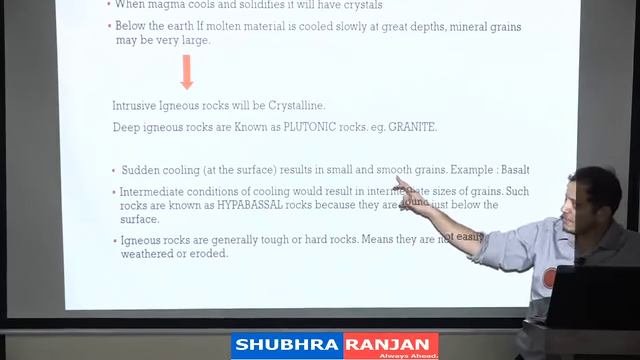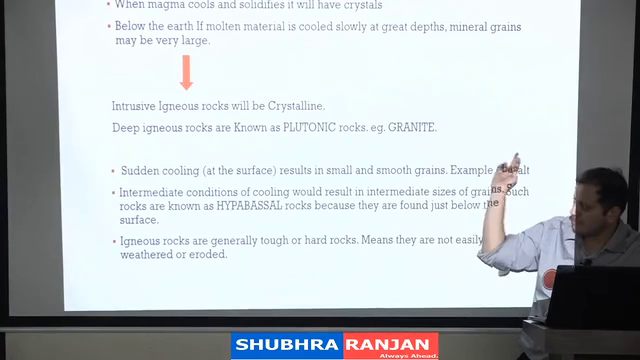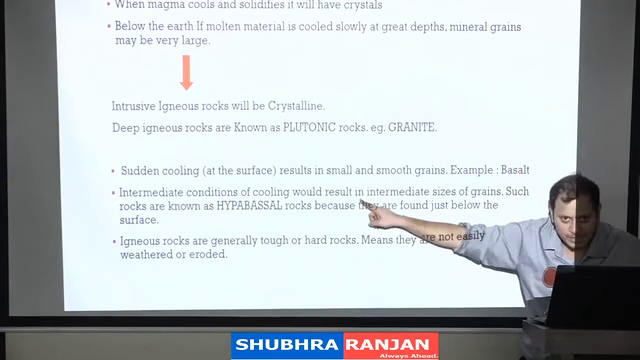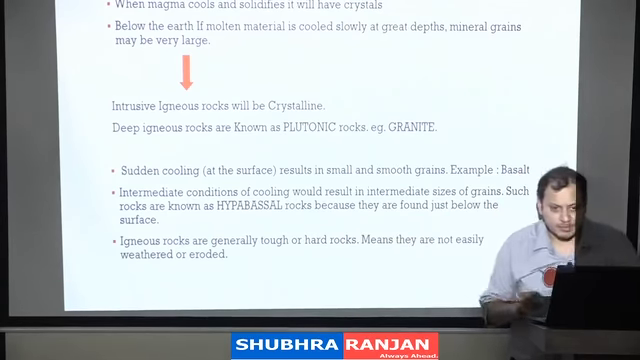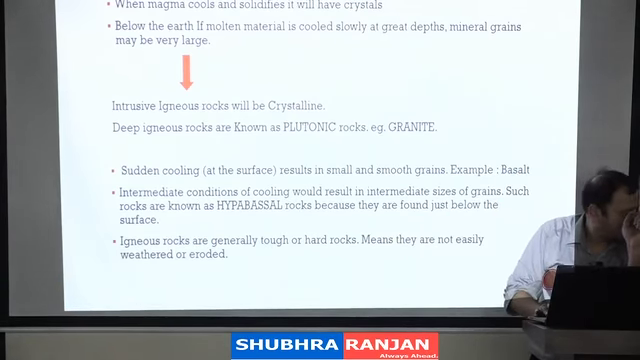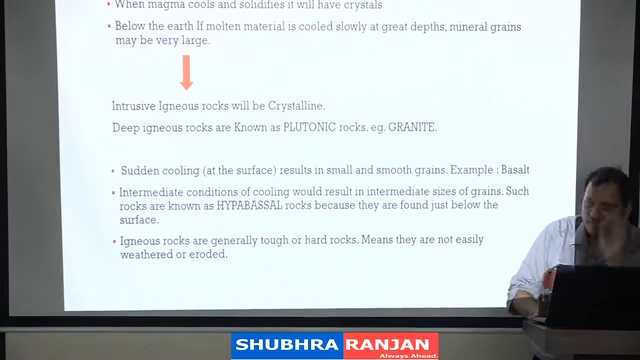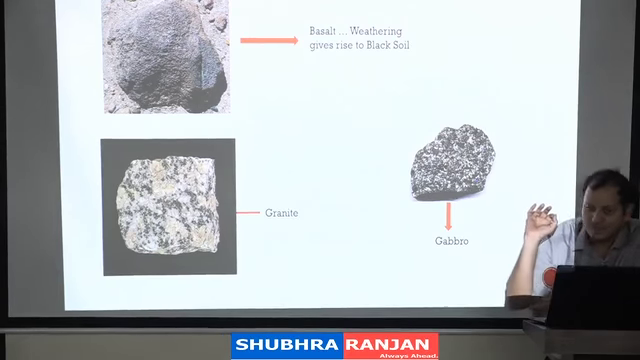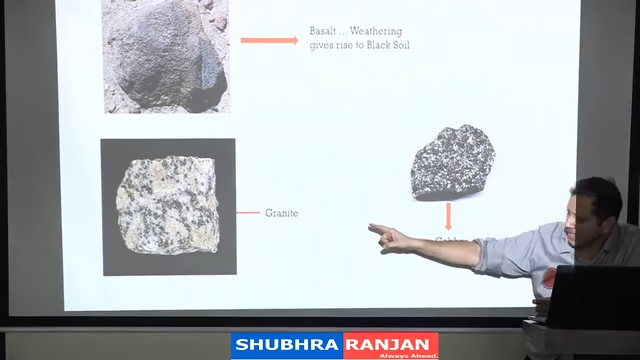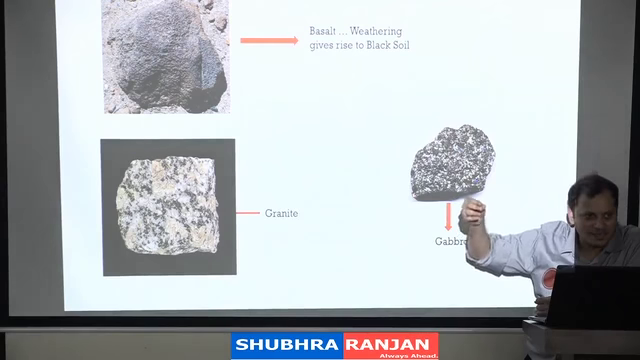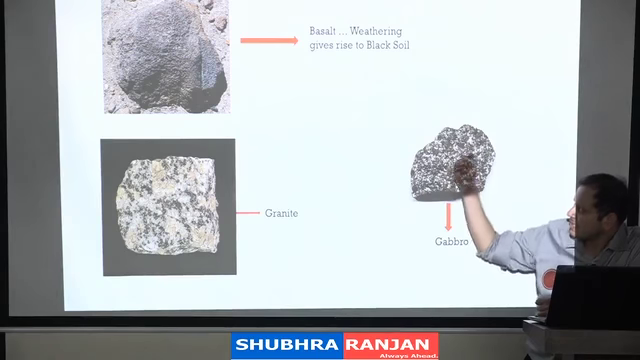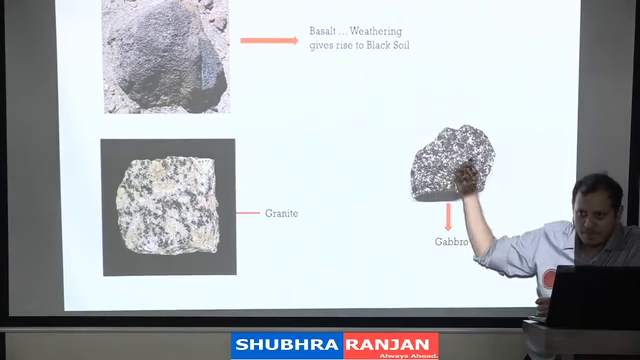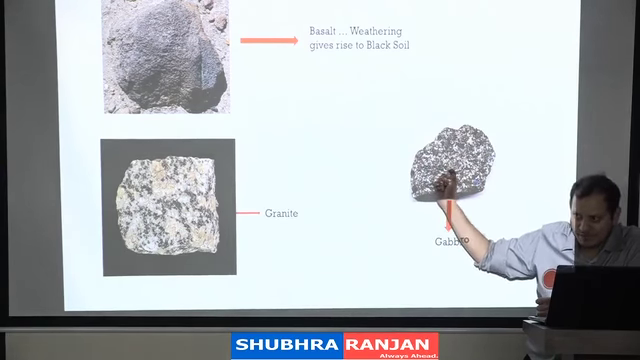Sudden cooling at the surface results in small and smooth grains. Example is basalt. Intermediate cooling would result in intermediate size of the grains. Such rocks are known as hypabyssal. They are not easily eroded or weathered. Fine with this? So you can see the size of the crystal keeps on varying. Granite, plutonic. Mineral grain का size is greater. Basalt में इतना छोटा है grains that we have to identify them, and this is an example of a gabbro. Gabbro hypabyssal है. Fine with this?